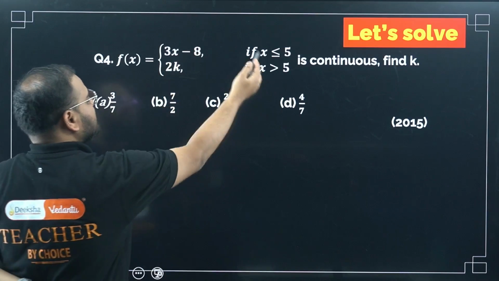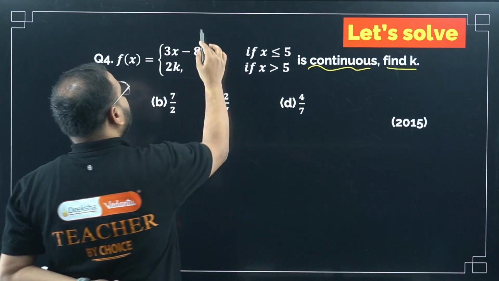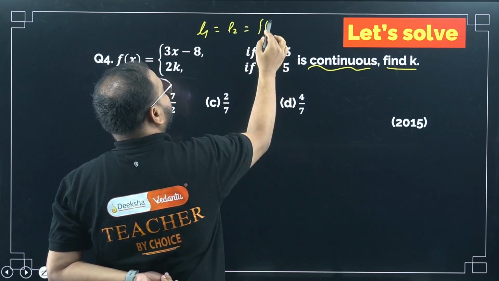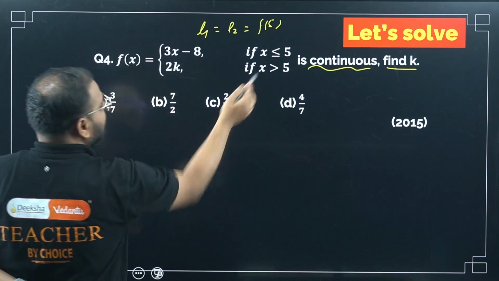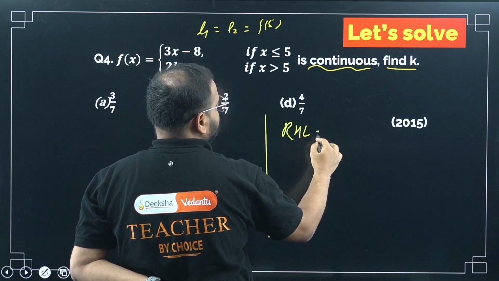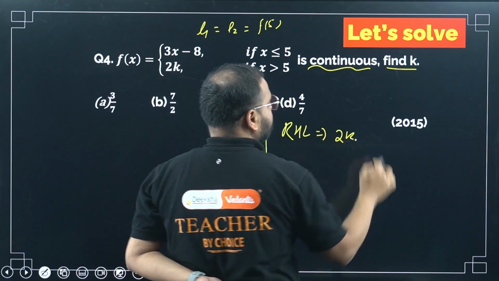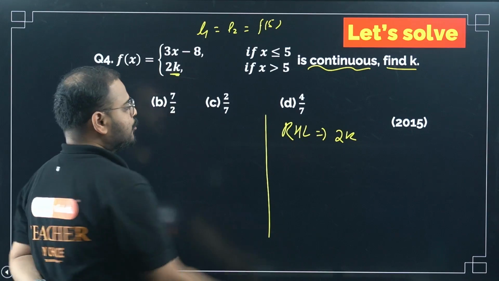What's the function value? It is given continuous, find k. Basically, L1 equals to L2 equals to f of 5 has to be true for it to be continuous. What about RHL? Please find it here. What is RHL? Simply 2k, no? Because after 5, what I'm going to get? There is no variable here. So 2k is my answer.